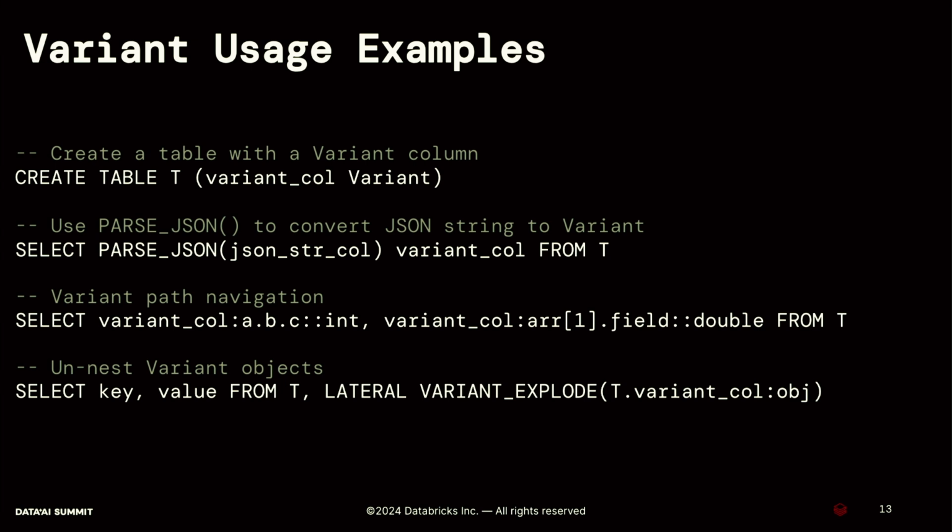The third example is an example of how we extract a piece of data, or extract a path, from that variant. So here we're extracting, say, path ABC from the variant, and we want it as an integer. So with this expression, we can easily take out that path as an integer for the rest of the query to use. And in the last example, we can use variant explode to easily see the keys and values of a particular variant object. So these are just a few examples of how we can use variant in our queries.